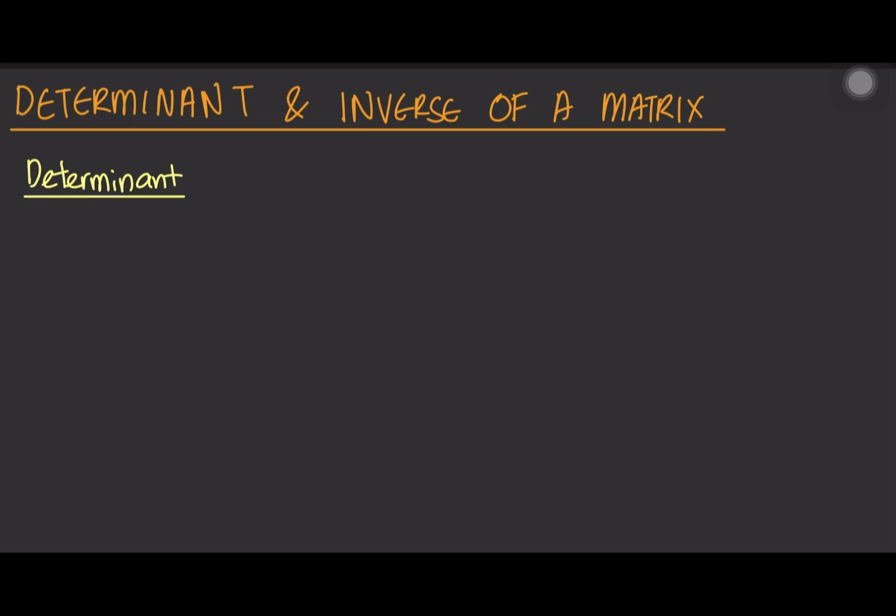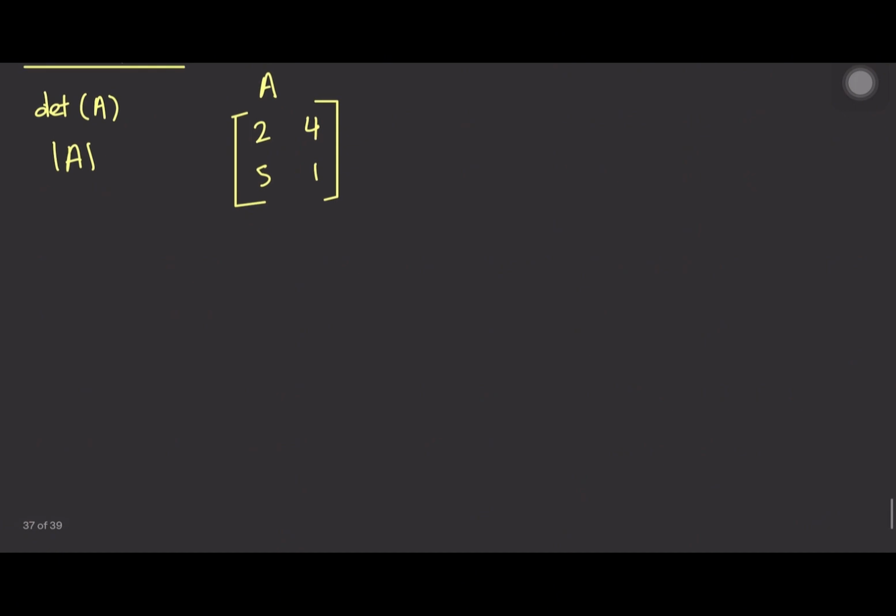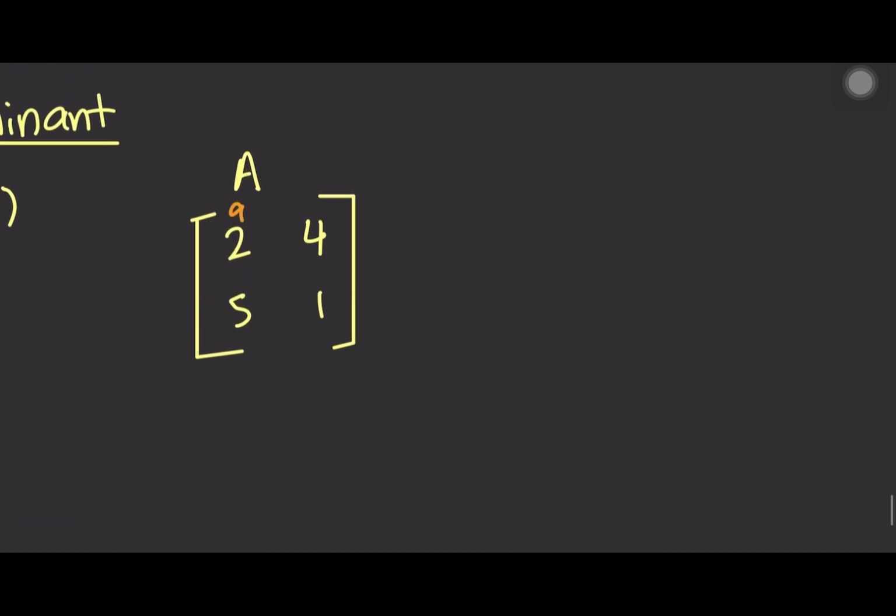Let's say we have a matrix defined as A, and the matrix is 2, 4, 5, 1. This matrix we call capital A, or we can sometimes use this symbol, determinant of A, usually denoted as such. Now, how do we find a determinant? Pretty simple actually. Let us define 2 as A, 4 as B, 5 as C, 1 as D.